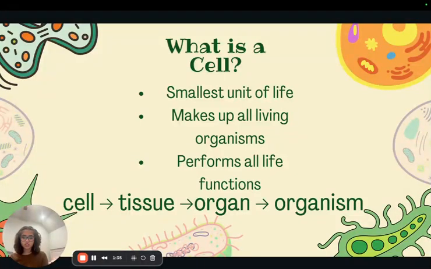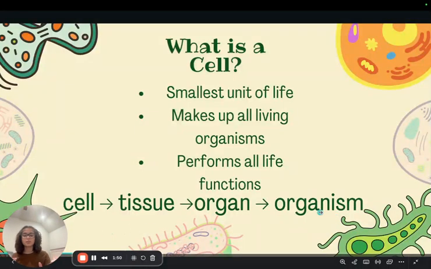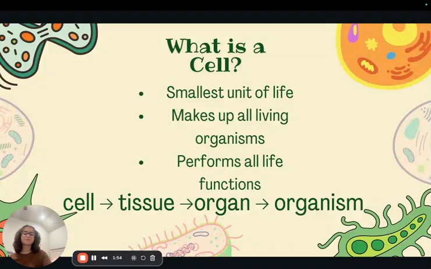So don't think that it's only in animals, it can be in plants as well. So this is a general hierarchy. It goes from a cell to a tissue to an organ, so like your heart, and to an organism, so like yourself. So that is the general hierarchy. There are some more steps if you go more in depth, but this is all you need to know for basic level bio.